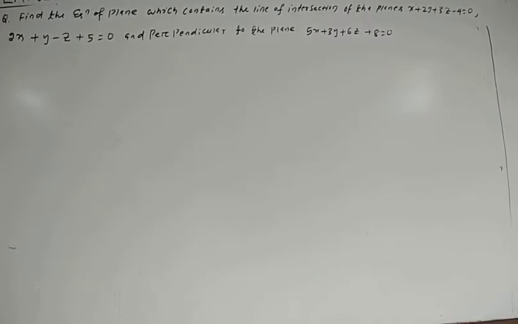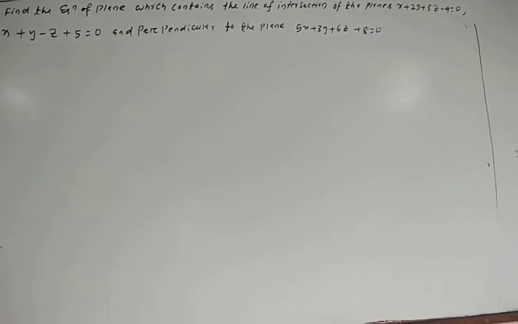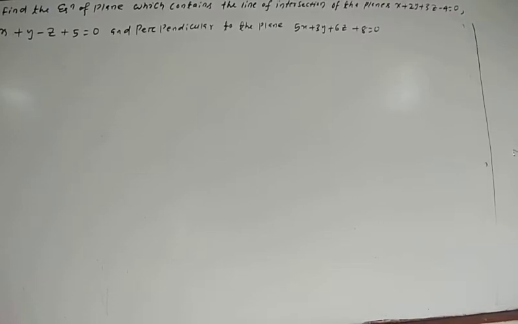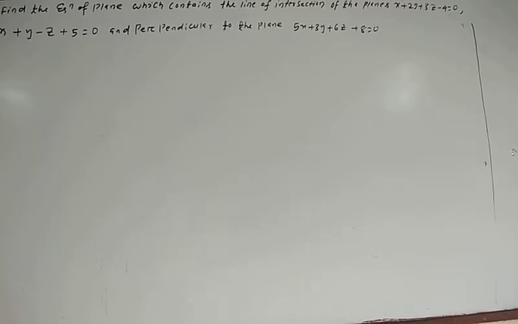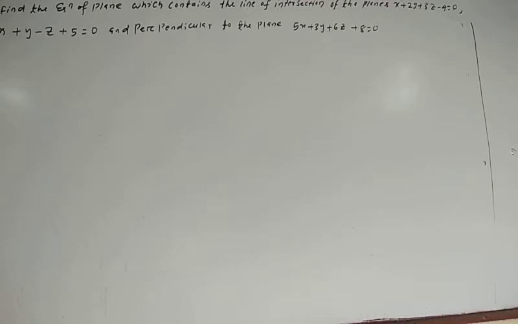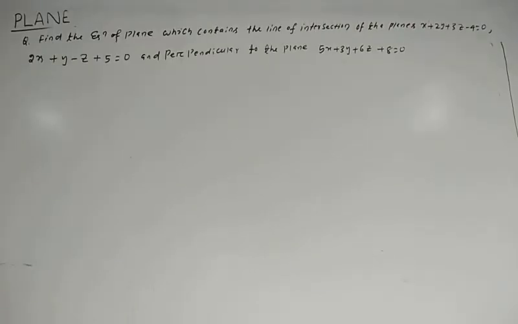Find the equation of the plane which contains the line of intersection of the planes x plus 2y plus 3z minus 4 equal to 0 and 2x plus y minus z plus 5 equal to 0, and is perpendicular to the plane 5x plus 3y plus 6z plus 8 equal to 0. Here two planes are given and a perpendicular plane. Okay, so how to find it?